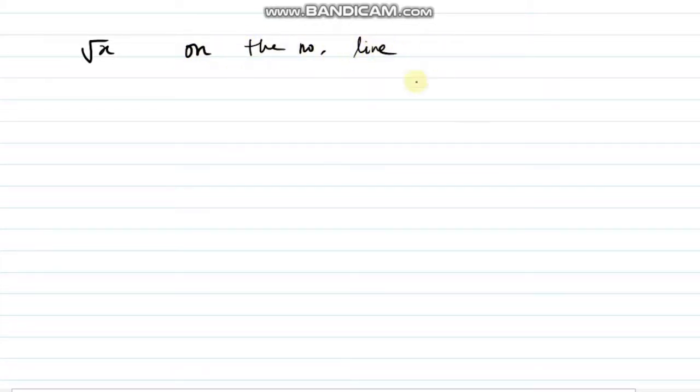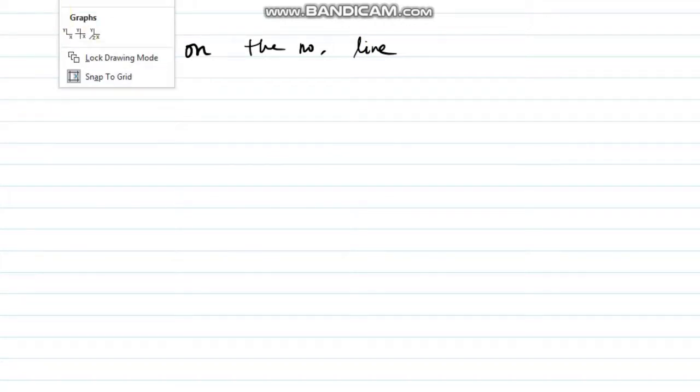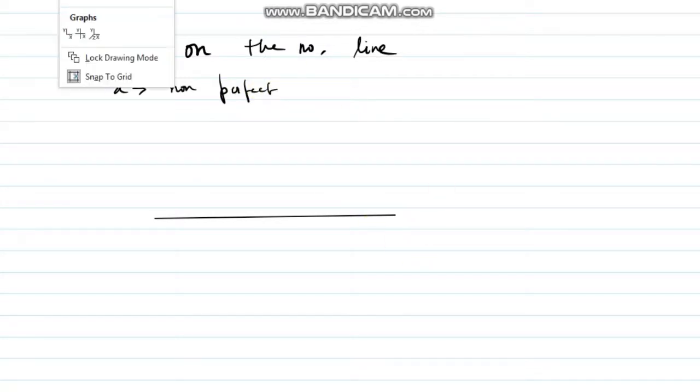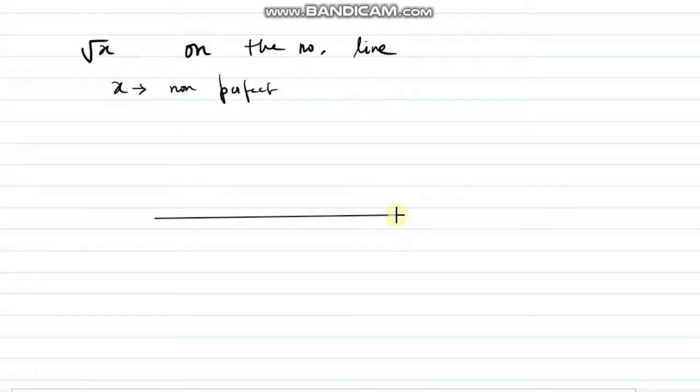For that procedure, first I am going to draw a line of x centimeter. Root x will be an irrational number when x is a non-perfect square, right? So first I am going to draw one line of x centimeter. Then I am going to extend the line by 1 centimeter. So this is x centimeter, and this is my 1 centimeter.